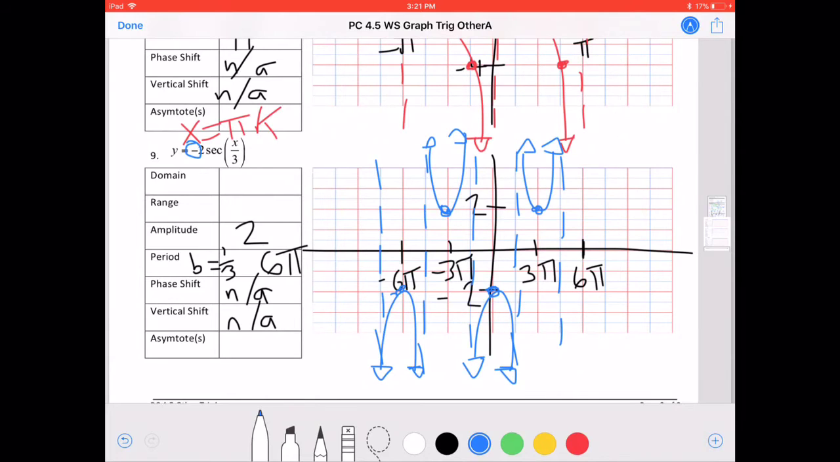So now we can look back at our range. So our range would be -infinity to -2, and then we would pick back up at 2, and then go to +infinity.